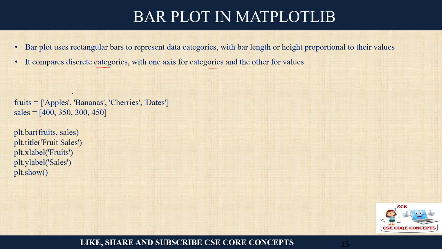So say, for example, I have certain fruits. Let's say I'm noting down the sales of the fruits, namely apples, bananas, cherries and dates. So 400, 350, these are the quantities of those fruits sold. And now I want to have a graphical representation. So you can see here the different values. The higher the value, the higher the bar will be, right?